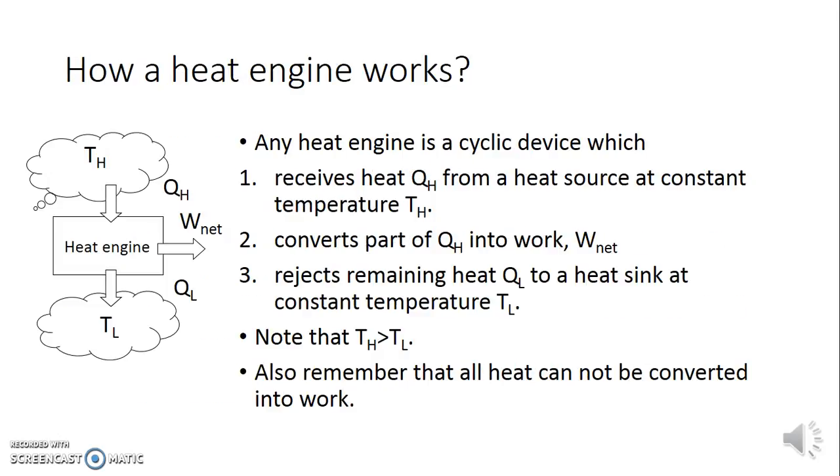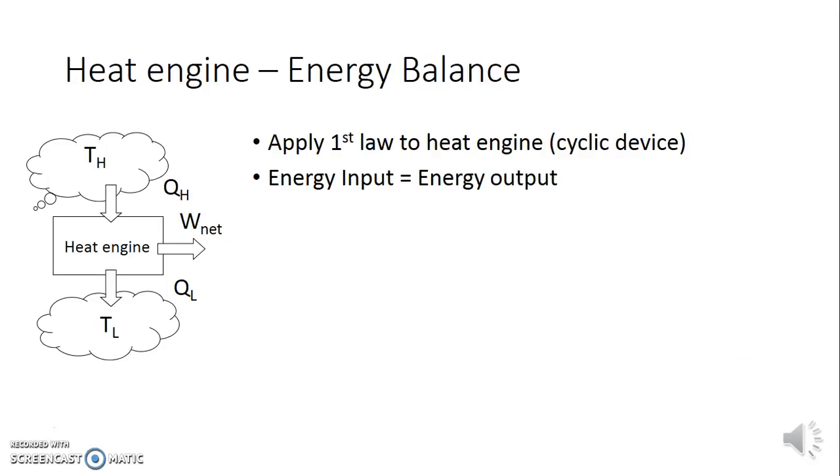Now let us see how a heat engine works. Any heat engine is a cyclic device which receives heat QH from a heat source at constant temperature TH. It converts part of the heat supplied QH into work W net. The remaining heat QL is rejected to a heat sink at constant temperature TL. Note that the temperature of heat addition TH is greater than the temperature of heat rejection TL. Also remember that all the heat supplied to the engine cannot be converted into work.